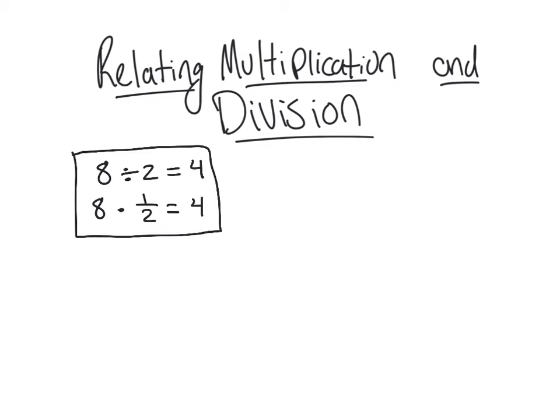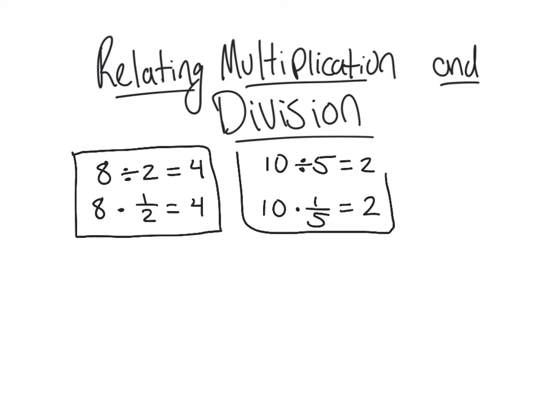Now, let's say I have 10 divided by 5, that is equal to 2. If I have 10 times 1/5, I'm looking for a fifth of 10, that equals 2. Okay, so I multiplied 10 by something and got the same answer as if I divided 10 by something.